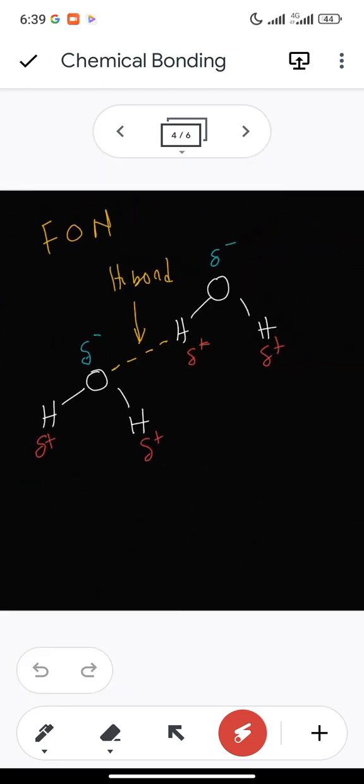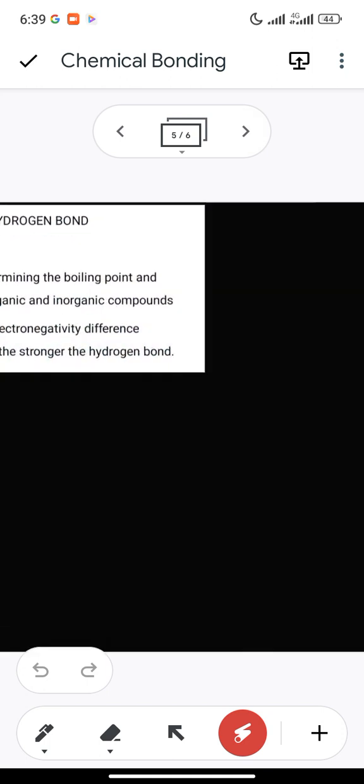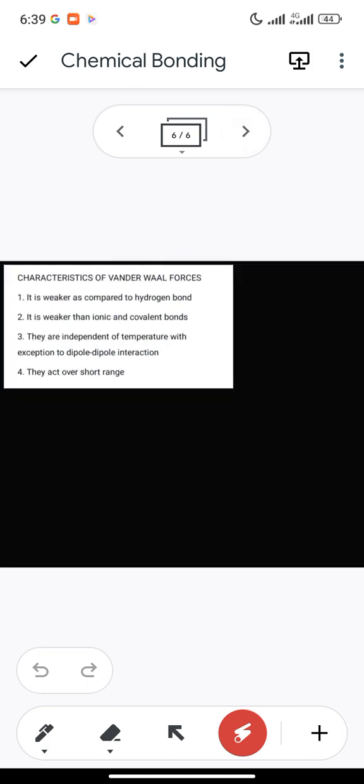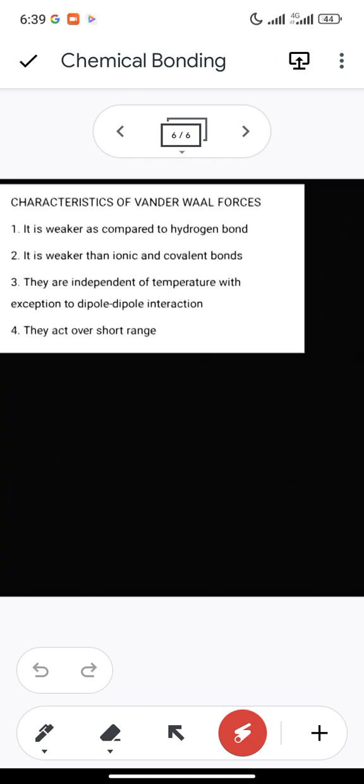We gave another example of an H bond in water, the hydrogen bond in water that occurs between oxygen and hydrogen. And we gave some characteristics of the hydrogen bond, and we gave some characteristics of the van der Waals forces.